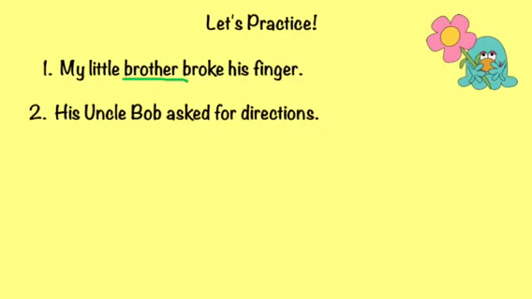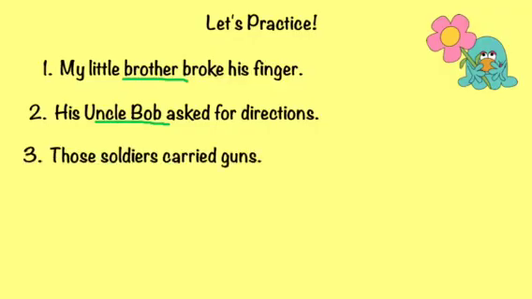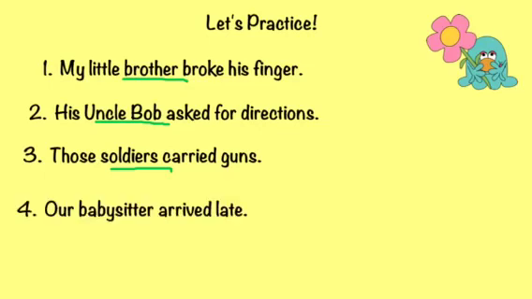I want you to take notice that Uncle and Bob are capitalized. In this case, the word uncle is a part of Bob's name. That's what they call him, is Uncle Bob. So the simple subject here would actually be Uncle Bob. Number 3, those soldiers carried guns. Well, who is the sentence about? It's about the soldiers. And our last one, number 4, our babysitter arrived late. Well, who arrived late? It would be the babysitter.